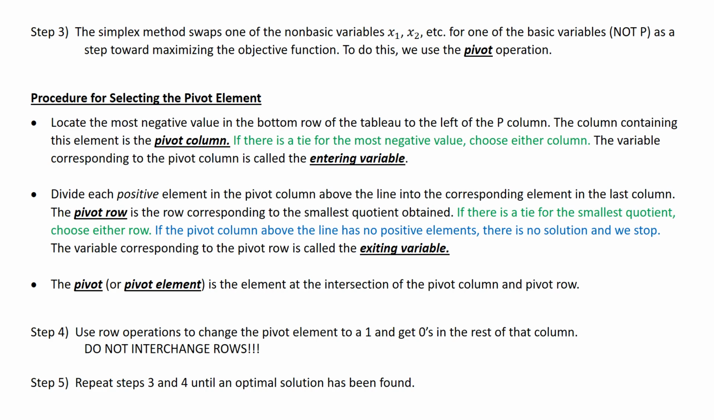Now the element at the intersection of the pivot column and pivot row is the pivot, or the pivot element. We're going to use row operations to change the pivot element to a 1, and we're going to get zeros in the rest of that column. That's going to change it to a basic variable. And then we just repeat steps 3 and 4 until an optimal solution has been found. So let's get back to our example with this knowledge.